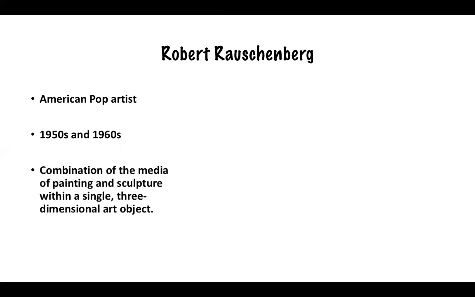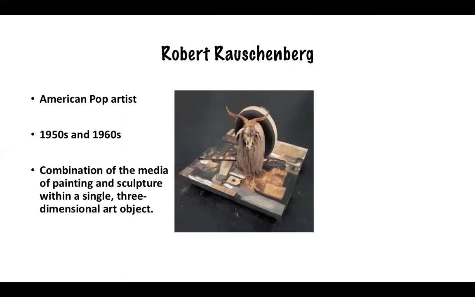Robert Rauschenberg is another American painter whose early works anticipated the pop art movement. He created a series of works from the 1950s and 1960s that literally combine the media of painting and sculpture with a single three-dimensional art object. For example, Monogram is a combine made during 1955 to 1959.